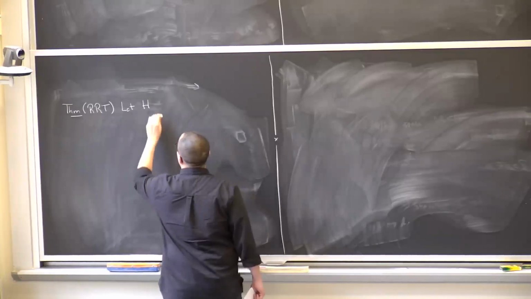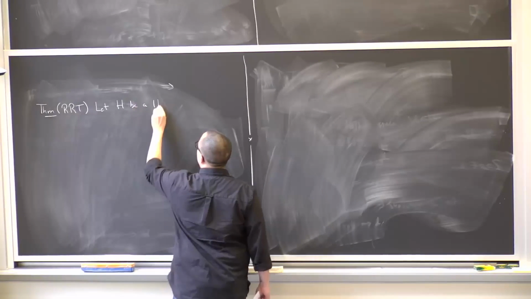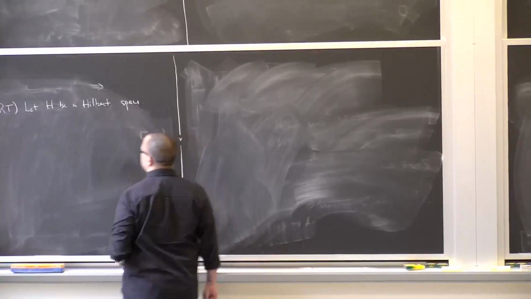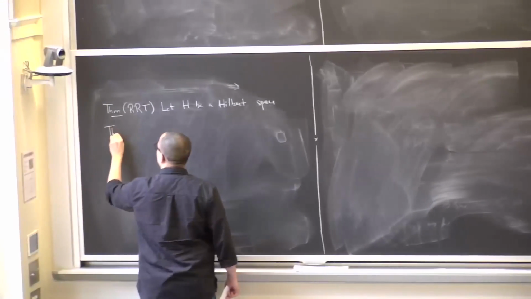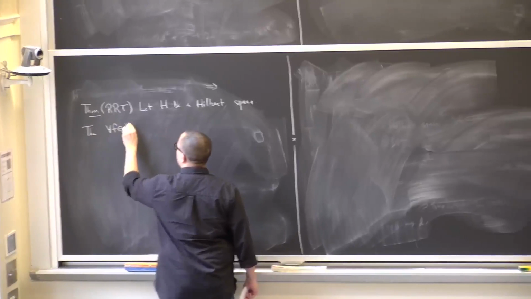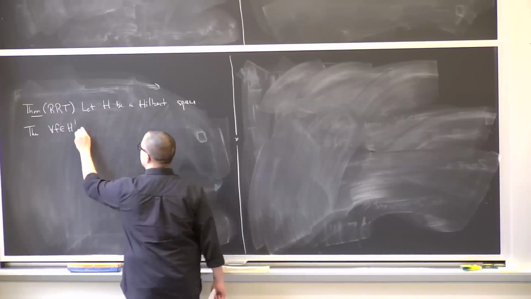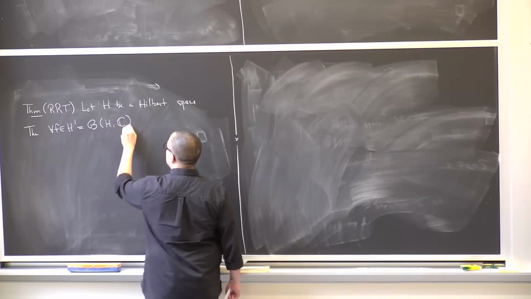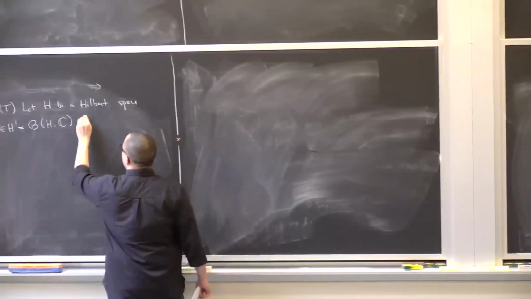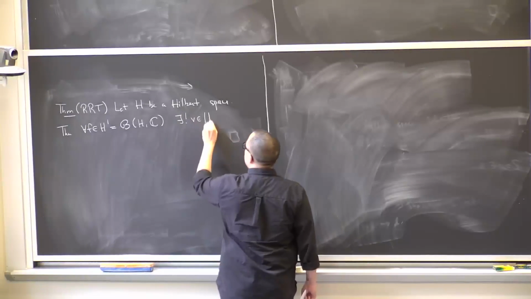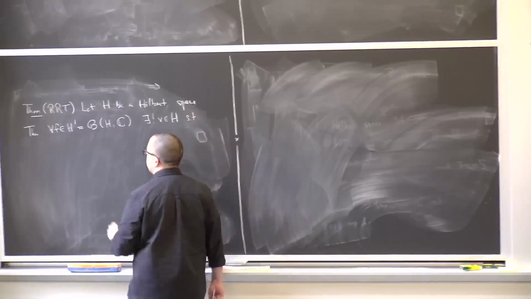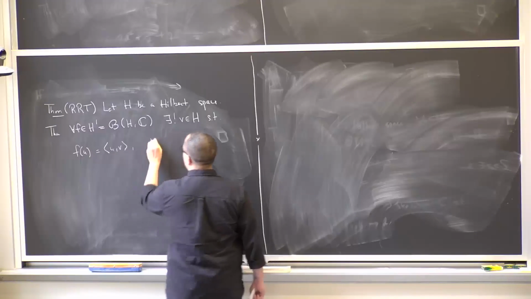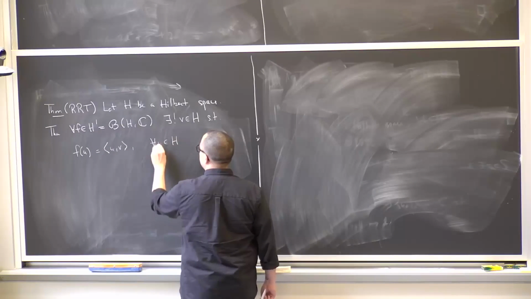which states that if you have a Hilbert space, then for all f in the dual space, which remember this is the set of bounded linear maps from H to the complex numbers, there exists a unique v in H such that f of u is equal to u inner product v for all u in H.